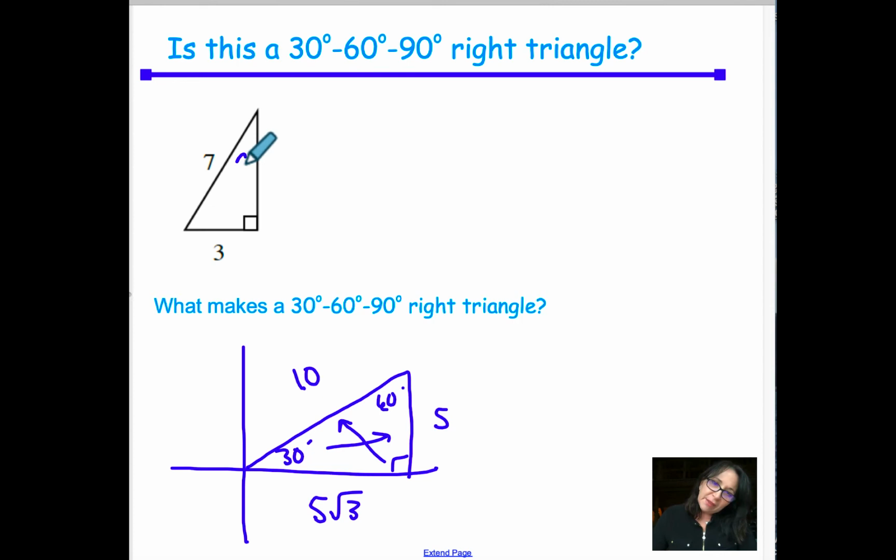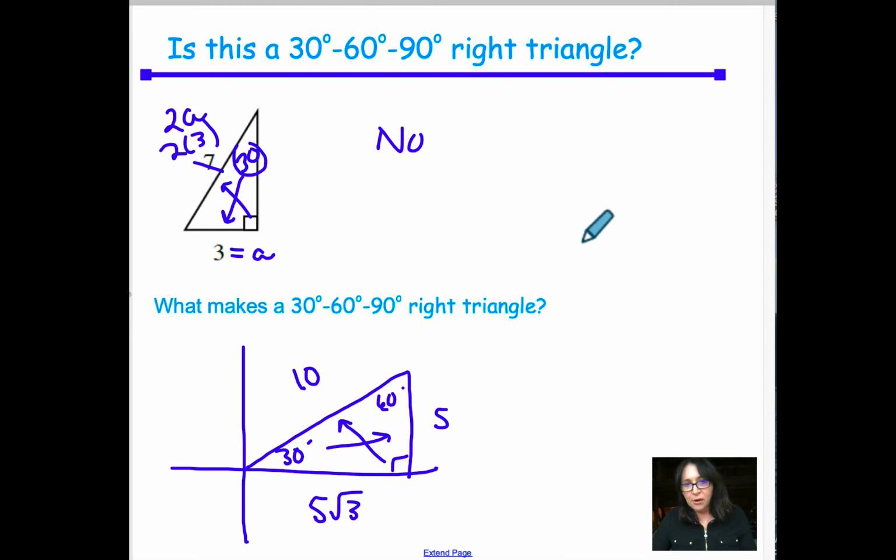So if this, being the smaller side, is 30, then opposite that 30 is our A. And then opposite the 90, that would be 2A. So if A is 3, this would be 2 times 3, which is 6, not 7, which means no, this is not a right triangle because whatever my hypotenuse is, it has to be double whatever is across from my 30 degrees.